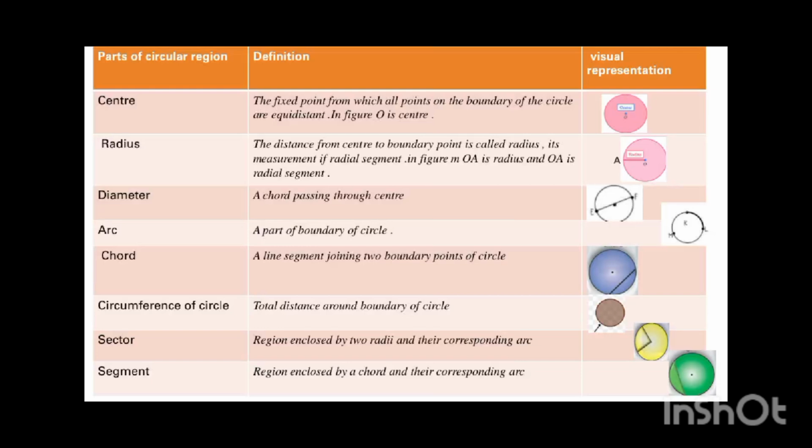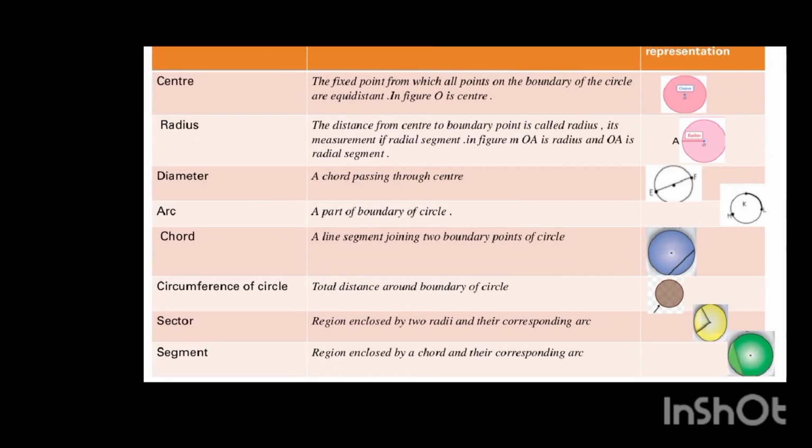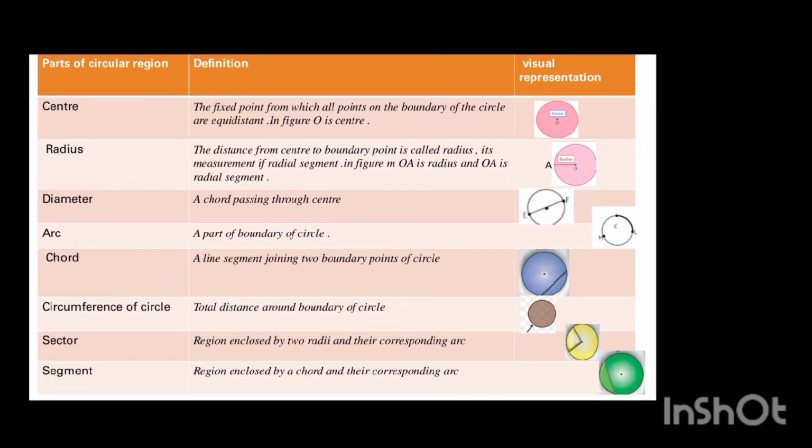So center: the fixed point from which all points on the boundary of the circle are equidistant. In the figure, O is its center. Here you can see the point. This is the very middle point, which you can say is the center.